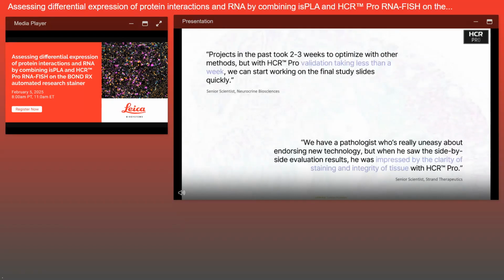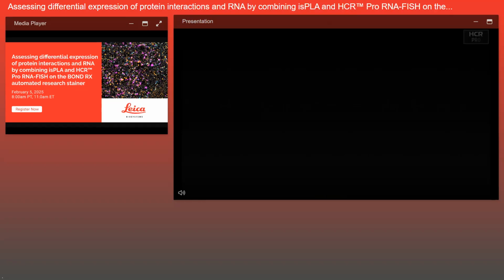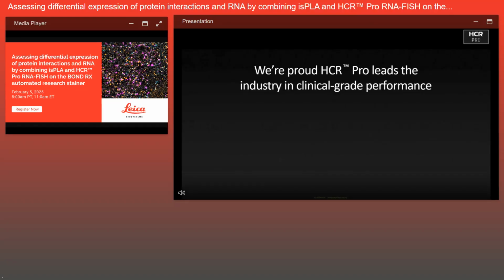And this one scientist at Strand, we have a pathologist who's really uneasy about endorsing new technology, but the results of HCR Pro have impressed him with the clarity of staining and the integrity preservation of the tissue. So with the feature of HCR not requiring protease and the other features of the protocol, we're proud to lead the industry in clinical grade performance.